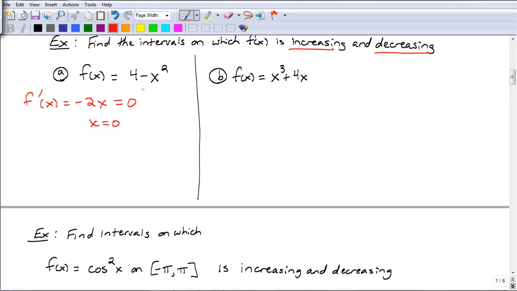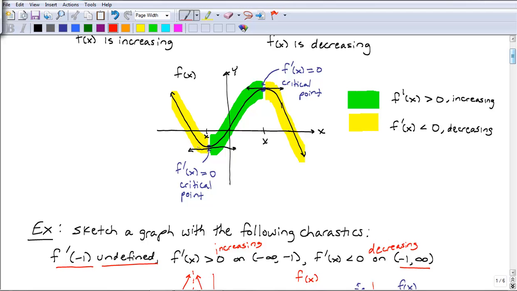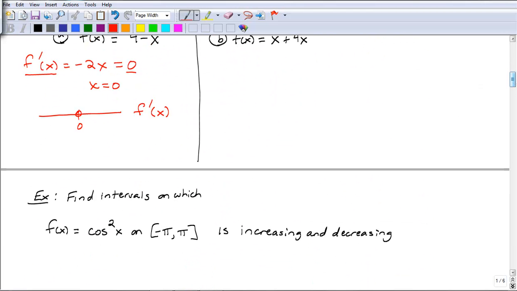This is called the critical point, and we'll talk about that in a moment. But to figure out where it's increasing or decreasing, I'm going to look at the derivative, because the derivative tells me whether the function is increasing or decreasing. And I know at x equals 0, it's doing neither, because the derivative equals 0 there. Those are those critical points we mentioned before, places where the derivative equals 0. It's not increasing nor decreasing there. So I find that place, it's at x equals 0, and I'm going to test around it.